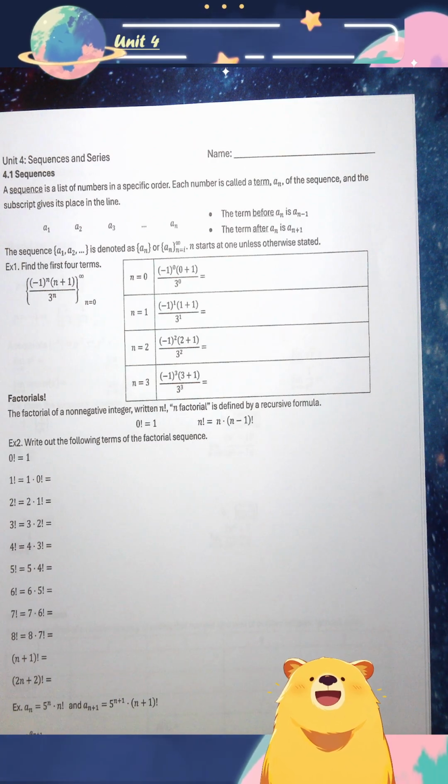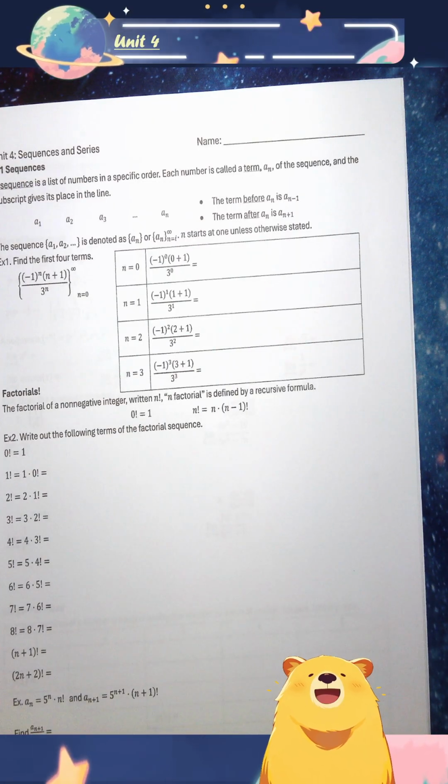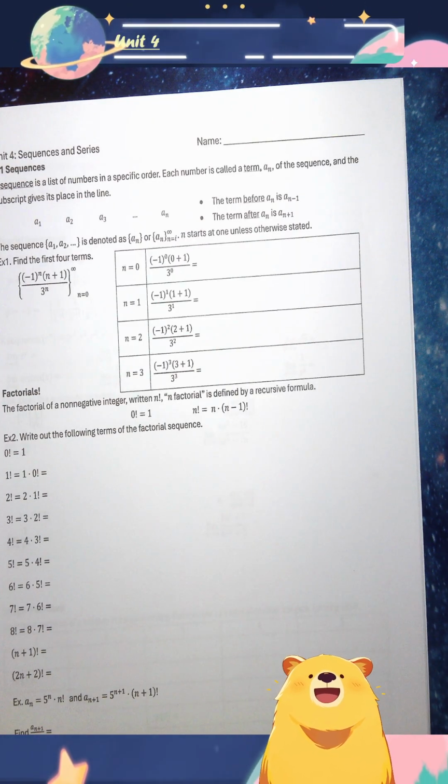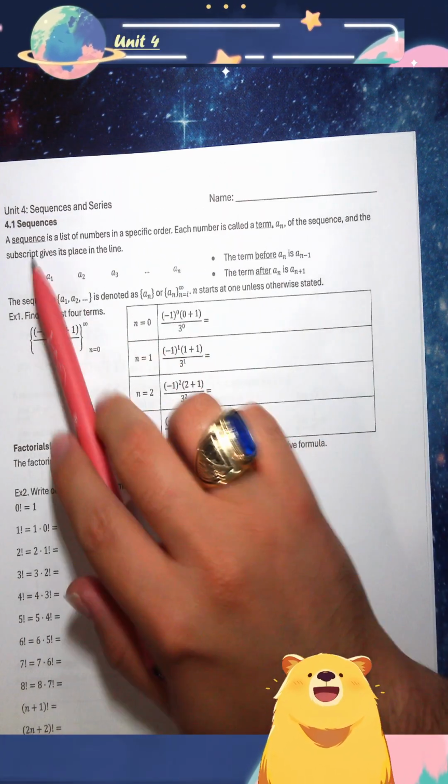So we're gonna do Unit 4 today. We're gonna do 4.1 and 4.2, sequences and infinite series. Let's start off with the sequence. So what is a sequence?